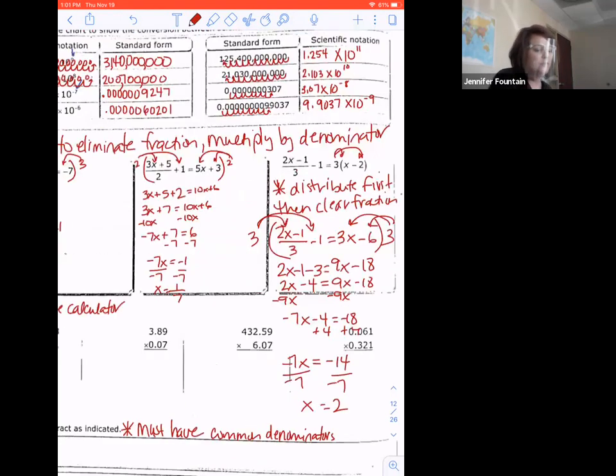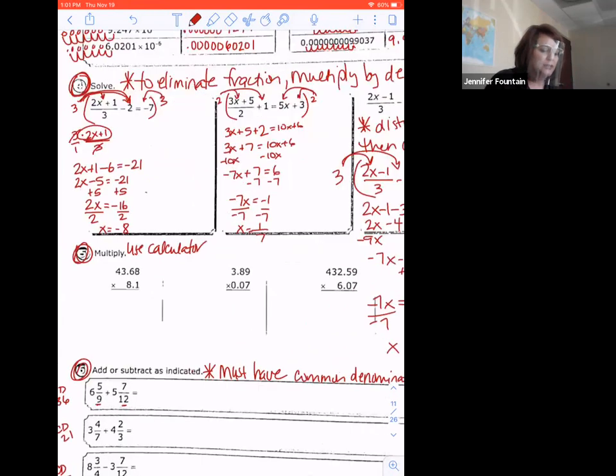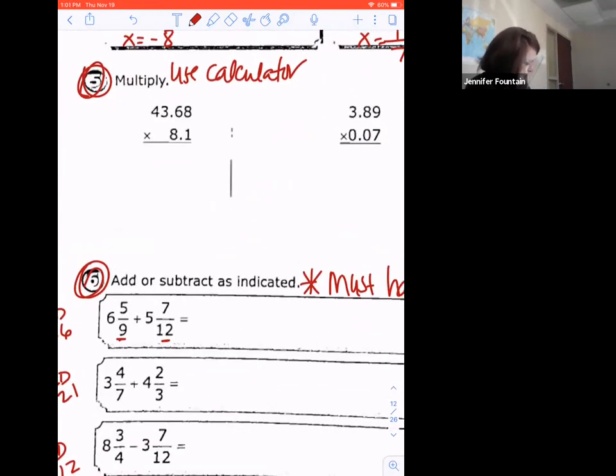All right, any questions on those? Clearing the denominators, I need to multiply by the denominator and then just use my properties of equality to solve. All right, the next section I told you guys you could use a calculator in this section.